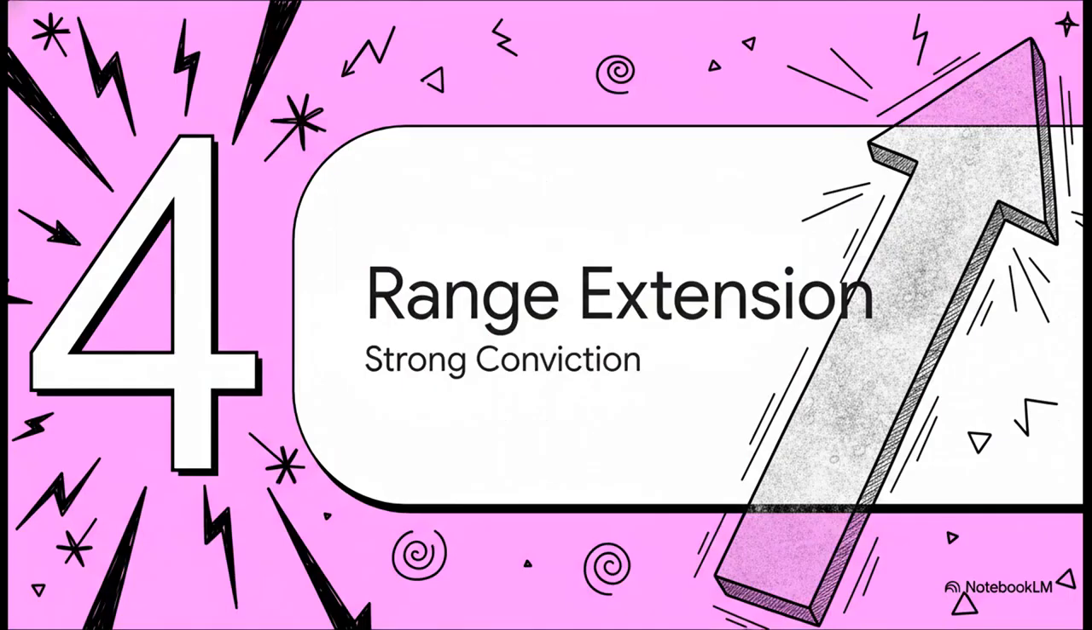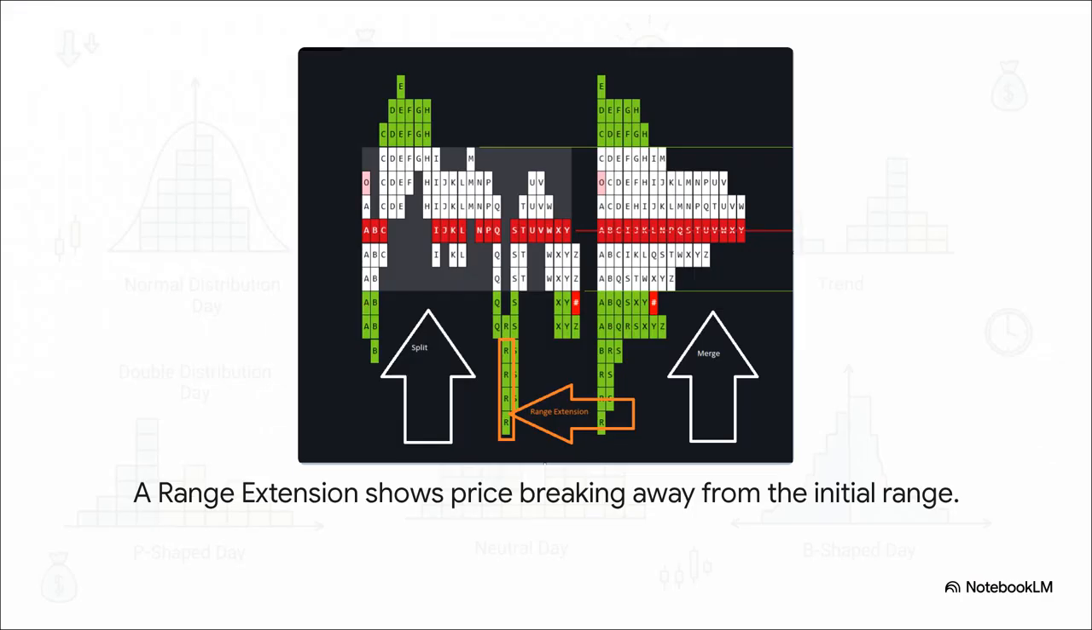All right, our fourth pattern is all about a burst of new energy. It's called range extension, and it's a really clear sign that new directional conviction has just entered the market. So typically, the market establishes an initial range early in the day. It gets comfortable, but then, bam, something changes. New information hits, or a big player steps in, and the price just suddenly breaks out of that comfort zone to explore brand new territory. That breakout is the range extension, and it's often the spark that kicks off a big trending day.